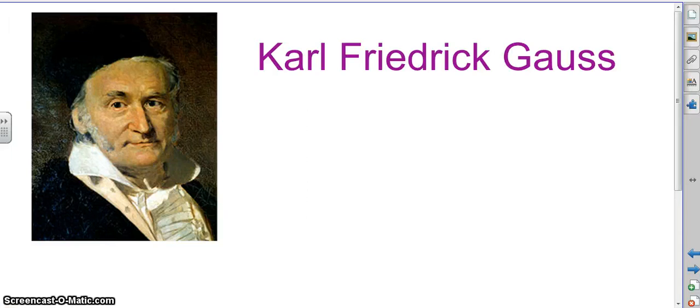Hi, this is part 2 of the section 11.2 notes for Algebra 2 on arithmetic sequences and series. And this is Carl Friedrich Gauss. Carl Friedrich Gauss lived from 1777 until 1855. And I want to tell you a story about when he was 10 years old.